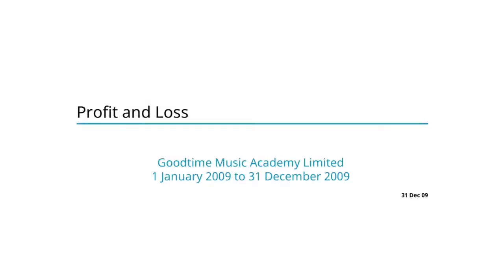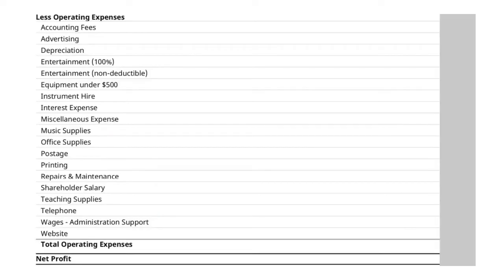So if you just look at, and I pulled up some documents here, take a look at this. This is year 1 of Good Time Music Academy, so all the way back in 2009. I've obviously blacked out the numbers, but this is all the expenses you can see down here for the first year. That's just in year 1. There's already quite a lot of expenses. Most of you will be paying things like that already.